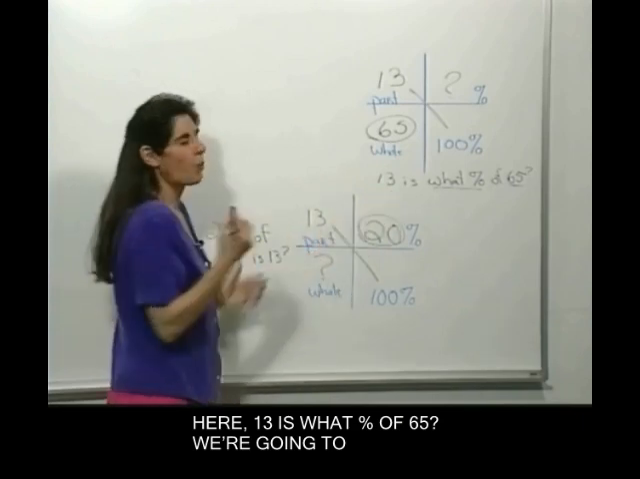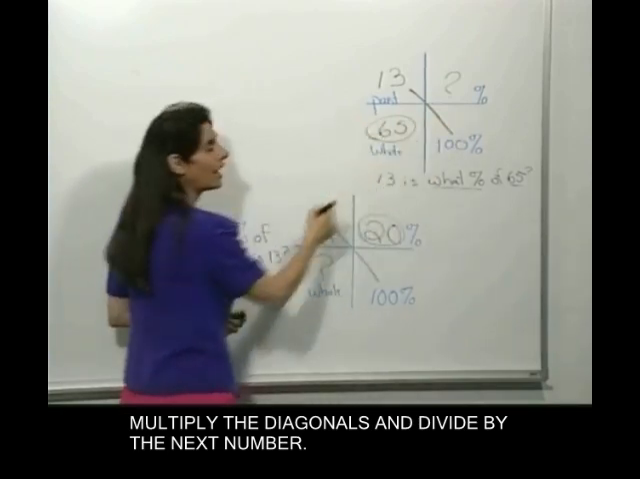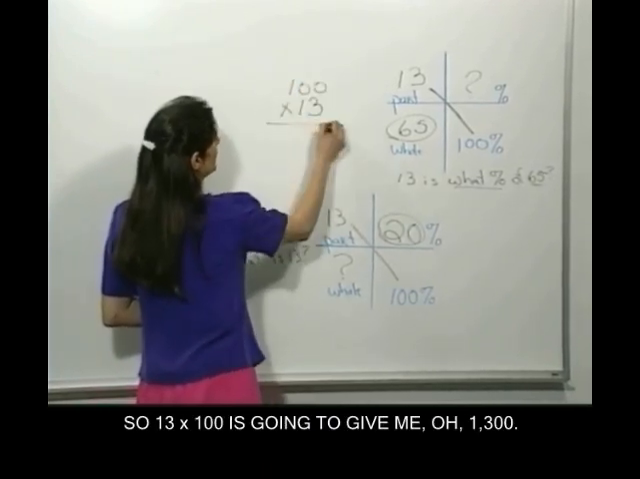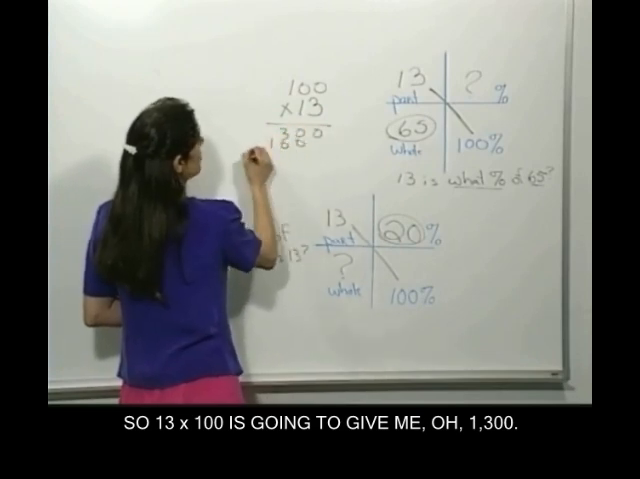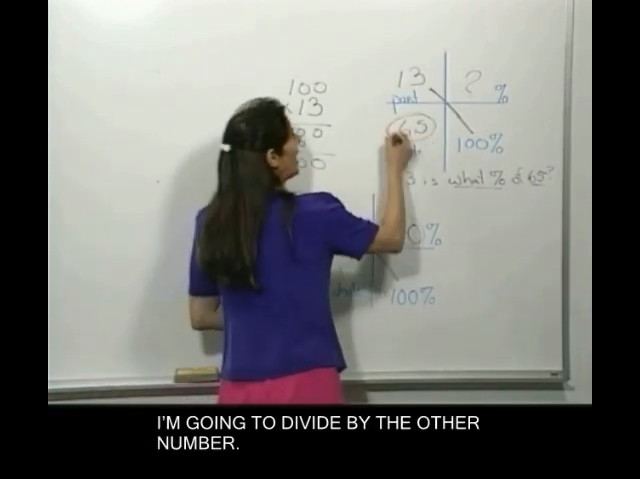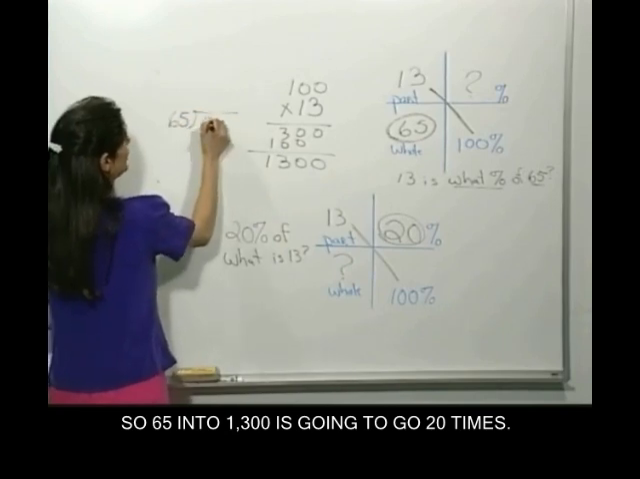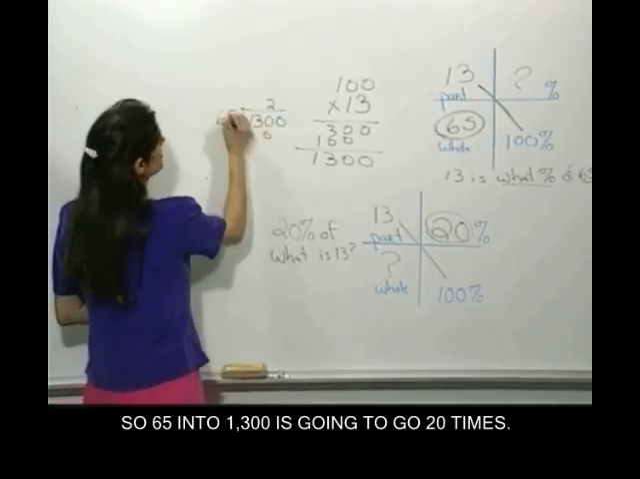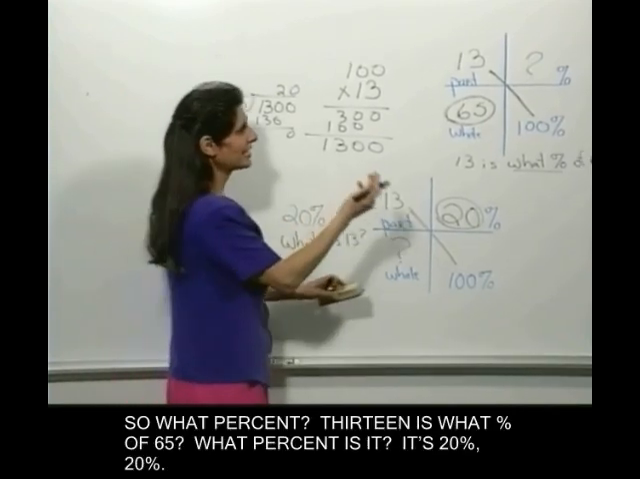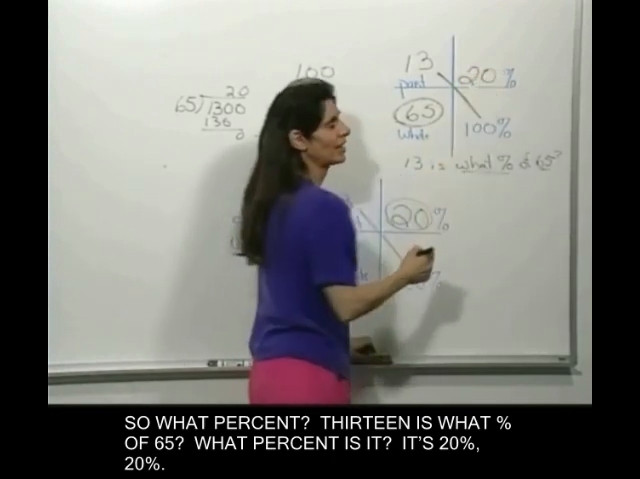Here, 13 is what percent of 65? We're going to multiply the diagonals and divide by the next number. So 13 times 100 is going to give me 1,300. And what am I going to do with 1,300? I'm going to divide by the other number. So 65 into 1,300 is going to go 20 times. So what percent? 13 is what percent of 65? It's 20%.